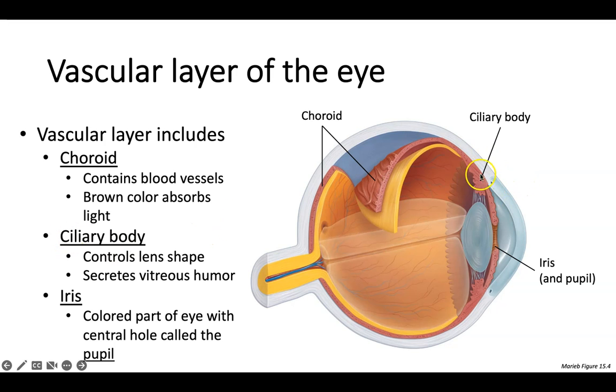Additionally, we have the ciliary body. This includes several substructures, but it has 2 major functions. The ciliary body controls the shape of the lens. So depending on how close an object is, the lens will change shape because the ciliary body can move it. Additionally, the ciliary body is responsible for secreting the vitreous humor that fills this posterior segment. And then finally, the third structure of the vascular layer is the iris. The iris would be the colored part of the eye, and additionally, it has a central hole called the pupil.